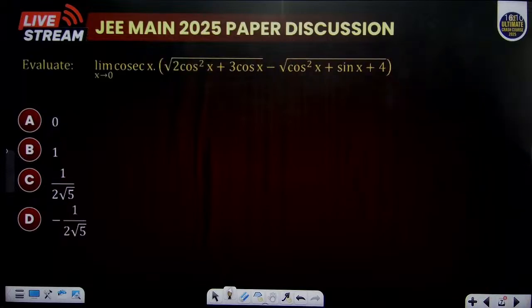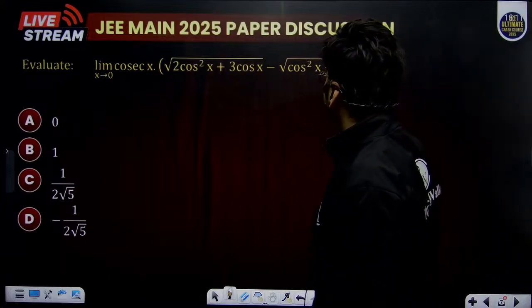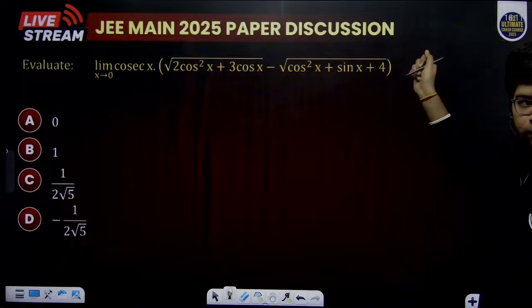Moving on to a simple question of limit. Whenever you see these types of roots, the first thing that should strike your mind is rationalization. Whenever you see this, go for rationalization. Now, what you will do is simply multiply by the counterpart and divide.